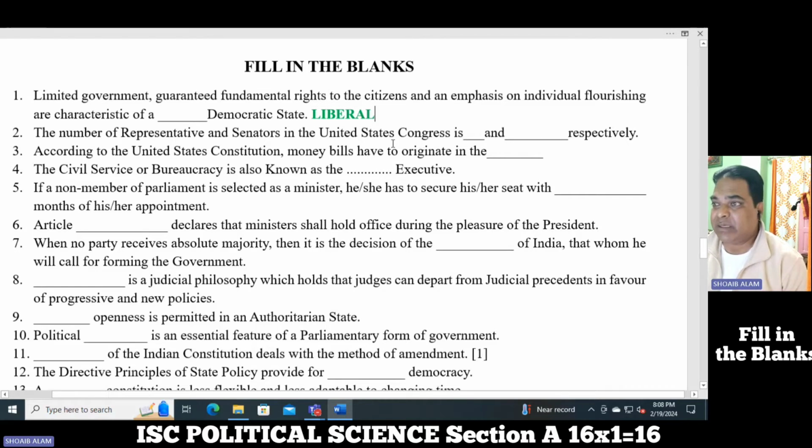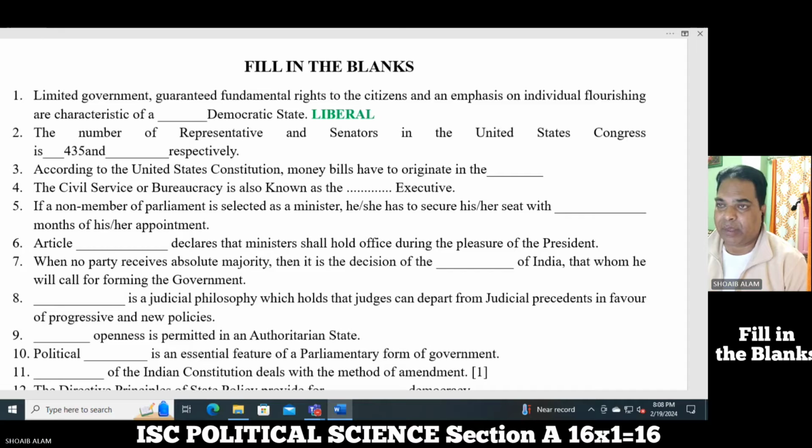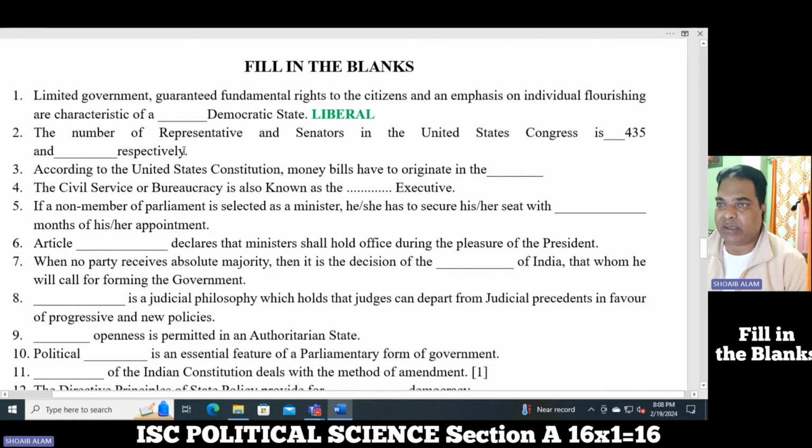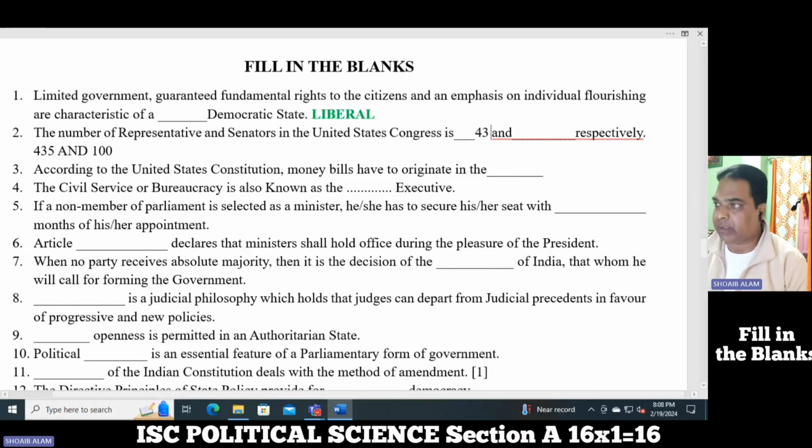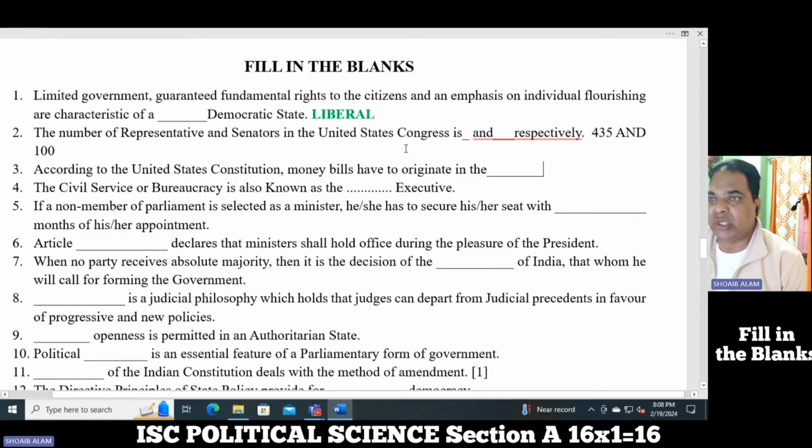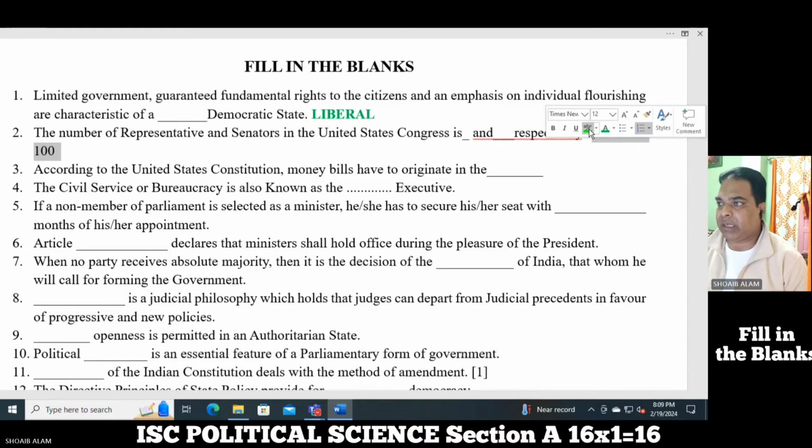The number of representatives and senators in US House of Congress is how much? The answer: in the House of Representatives, 435 is there. Okay, I'll write it over here. 435 and 100, for both the blanks. Let me make the blank a little smaller. The question is a little bit problematic, so let me tell you, the House of Representatives has 435 members, whereas the Senate has 100 members. Okay, so let me color it.